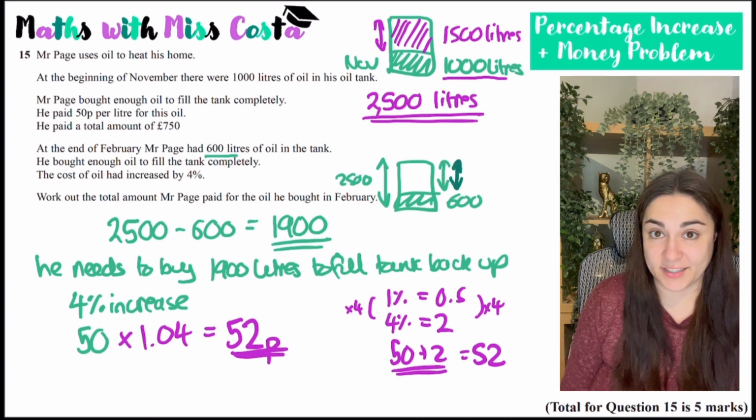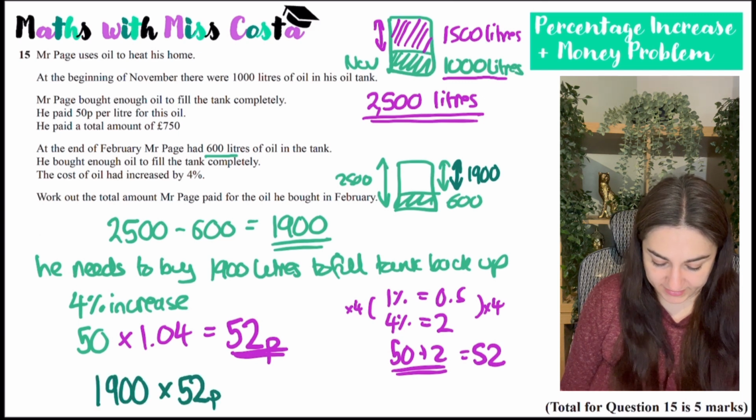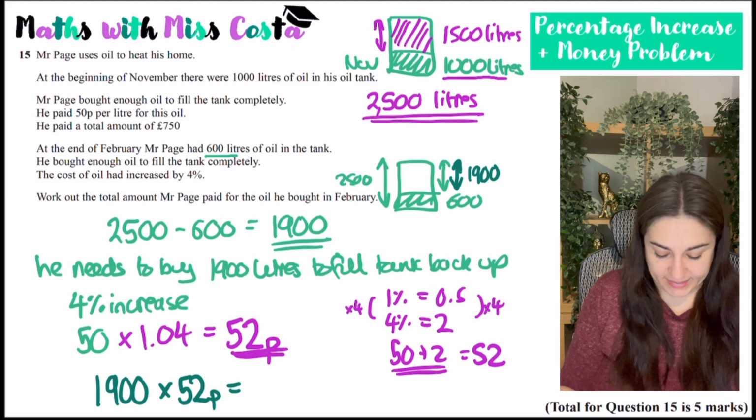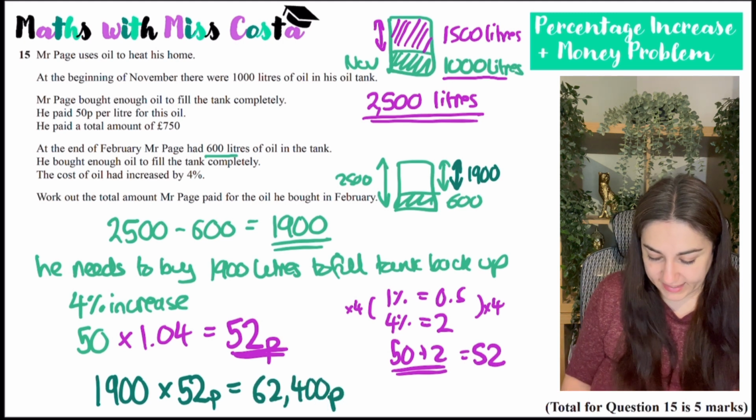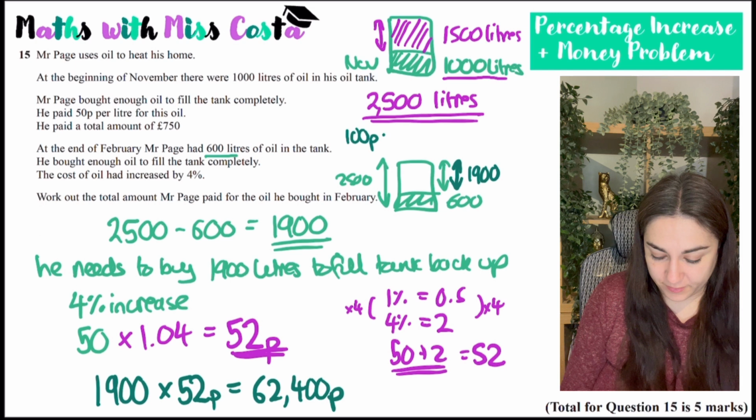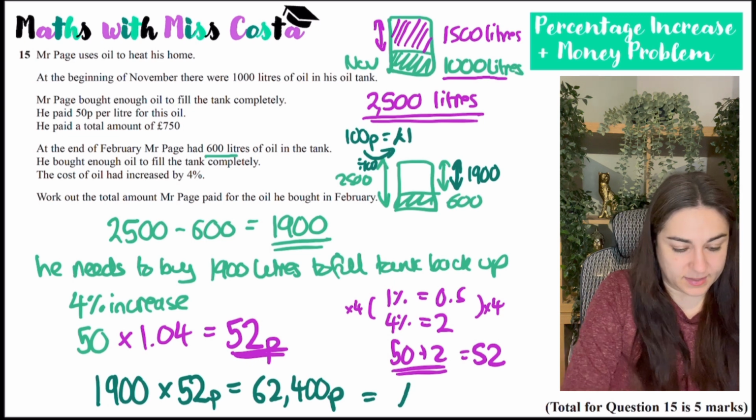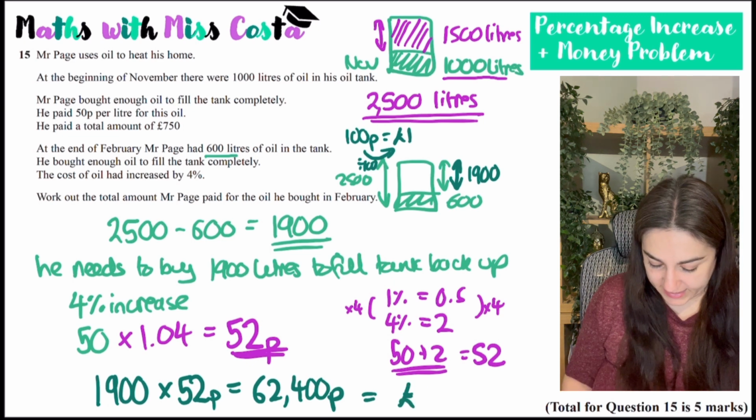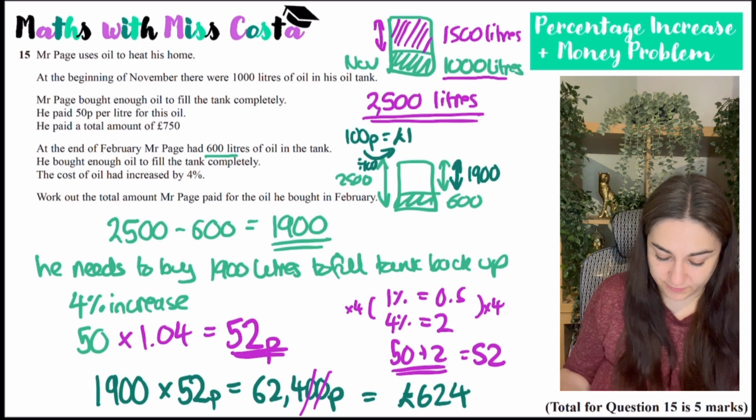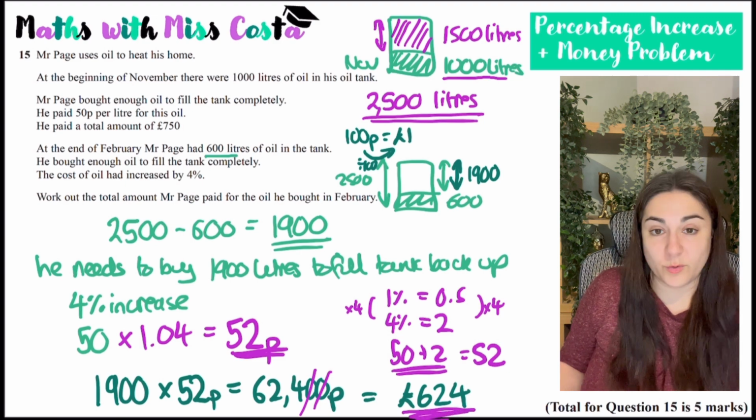And I know that because he only has 600 litres in it, he needs to buy 1,900 litres. So I'm going to do 1,900 times by 52 pence. So 1,200 times by 52 is 62,400 pence. And now to turn pence into pounds, I divide by 100 because 100 pence gives me £1. So to go from pence to pounds, I divide by 100. So 62,400 divided by 100 is going to be £624. To divide by 100, you chop off two zeros, only if your number ends in zeros. So that's what he would have done for February.